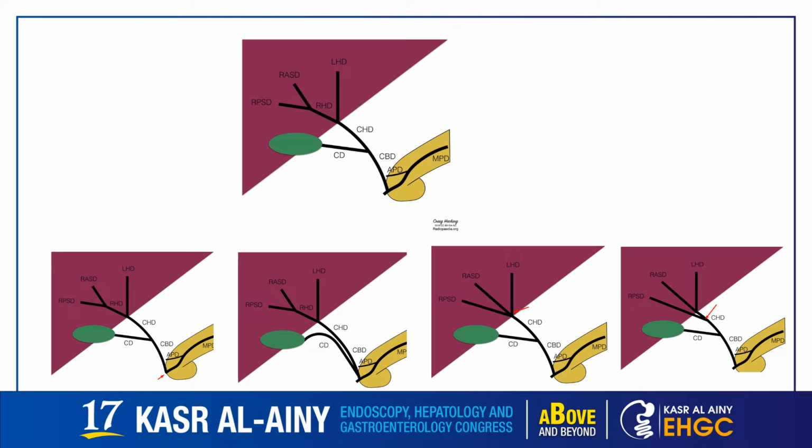First, direct insertion of both the CBD and the main pancreatic duct into the second part of the duodenum. Second, low insertion of the cystic duct at the lower CBD. Third, trifurcation, where the right anterior, right posterior, and left hepatic ducts form the common hepatic duct directly. And fourth, the right posterior duct inserts directly into the common hepatic duct.